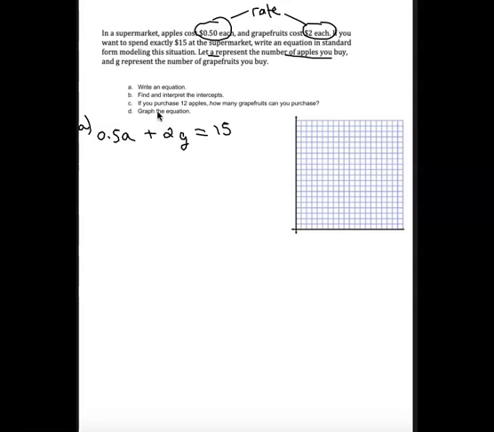Part B, find and interpret the intercepts. Here's another question, again, talking about the intercepts and the interpretation of it. Okay, part B, I'm not buying any apples. I have apples at home. I'm going to buy 0 apples. How many grapefruits can I buy? 0.5 times 0, see you later. I have 2G equals 15. I could buy 7.5 grapefruits, according to this equation.